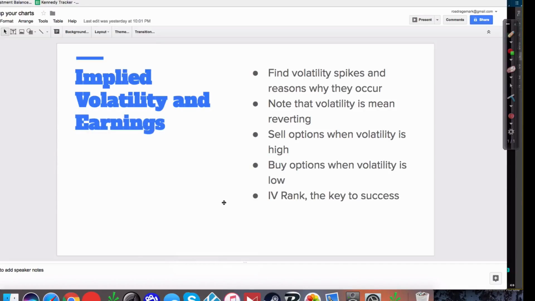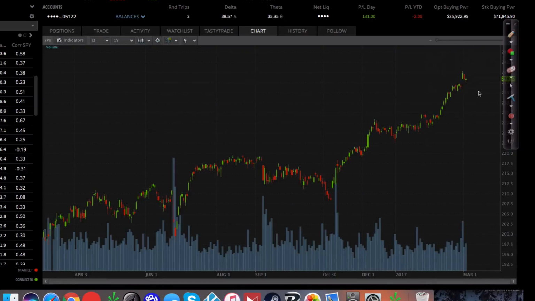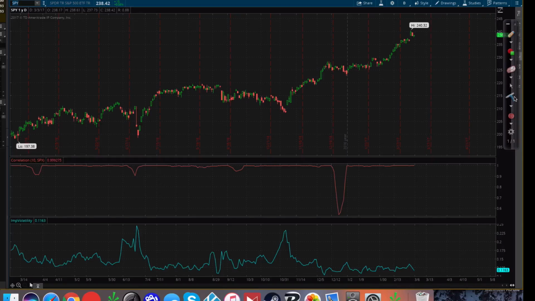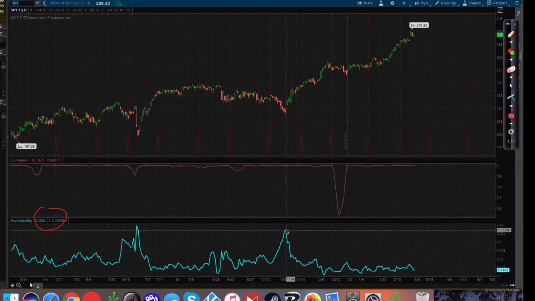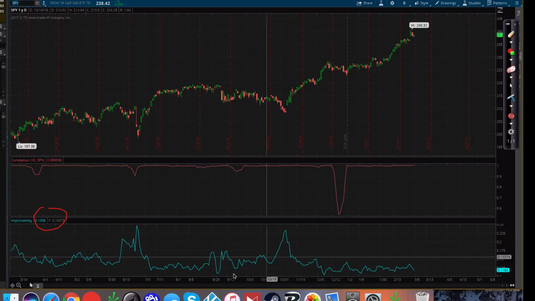So what we're looking for is spikes in implied volatility. How do we know what a spike is? We look at the range of volatility. If we look at SPY, it's generally in this range right here. Keep your eye on this number right here, implied volatility. As I move my mouse around here, it's 23, and there it's 13. It goes a little lower than that actually. Here we've got 10, and here it's 25. So let's say it ranges between 10 and 25 over the last year.